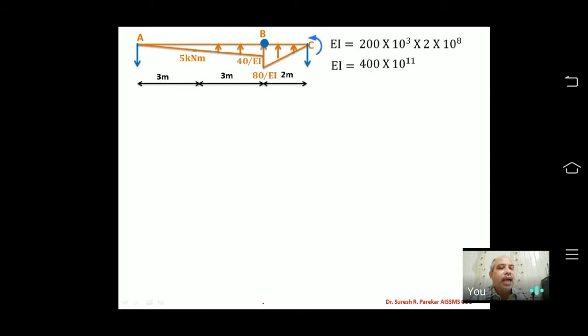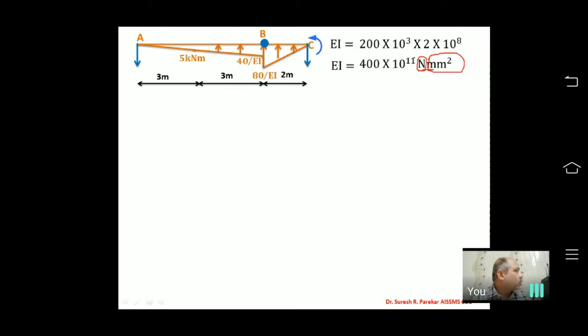Now you can see this. I will get 400 into 10 raised to 11 Newton millimeter square. Now we have to convert it into kilonewton meter square. Try to understand. These Newton we have to convert into kilonewtons. So if you convert Newton into kilonewton, we have 10 raised to minus 3. Now I have to convert this millimeter square into meter square. What will that be? 10 raised to minus 6, because millimeter to meter is 10 raised to minus 3, and millimeter square to meter square is 10 raised to minus 6.